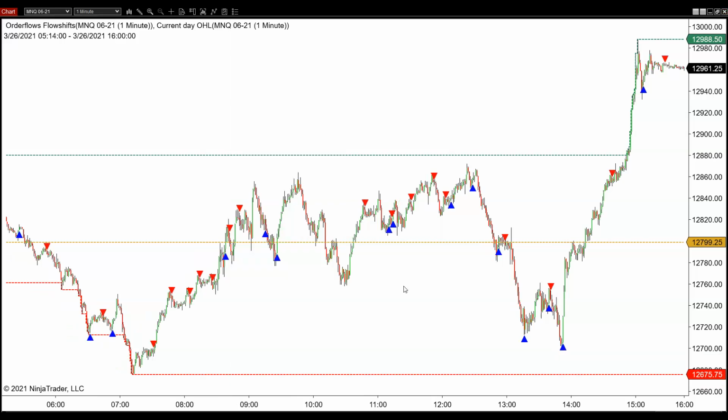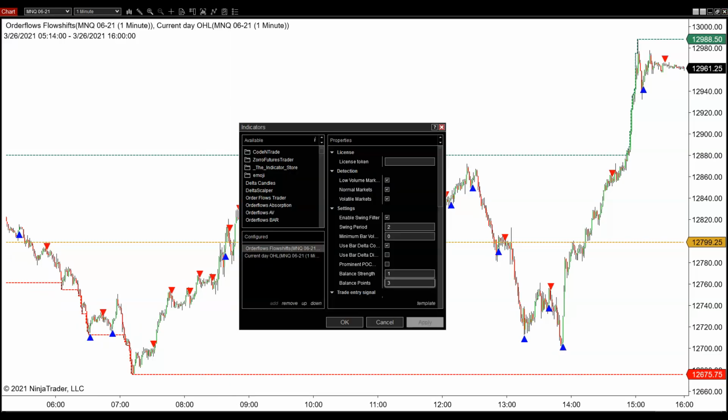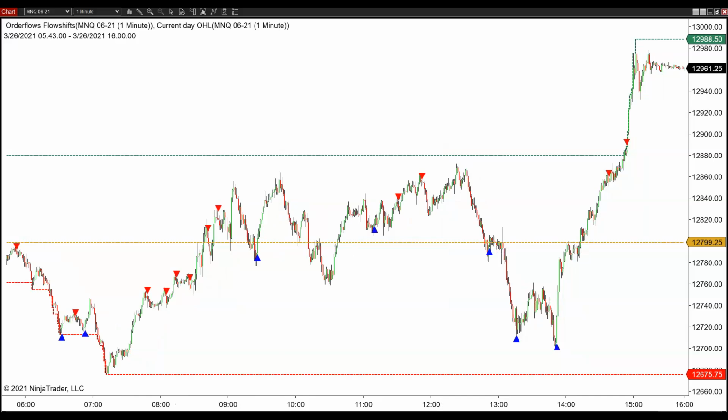This one is also 1 and 3, so it's the opposite there. Here you have a swing filter of 2. This is a swing filter of 10. So with a swing filter of 10, it's finding basically new lows, clear new lows, areas that can be conceived as turning points.